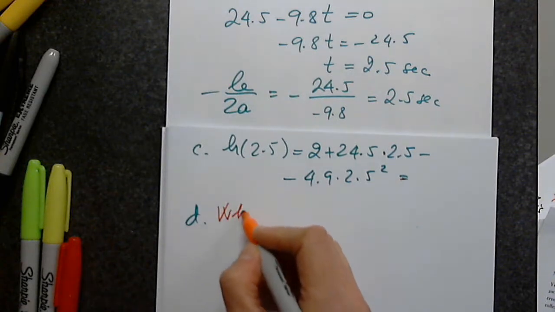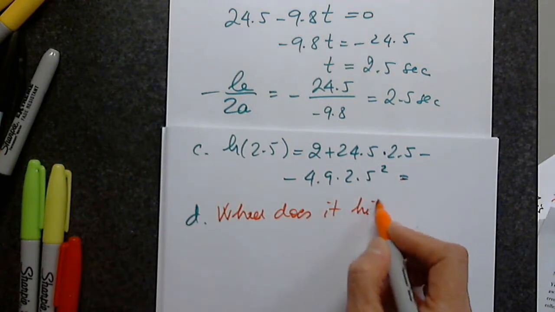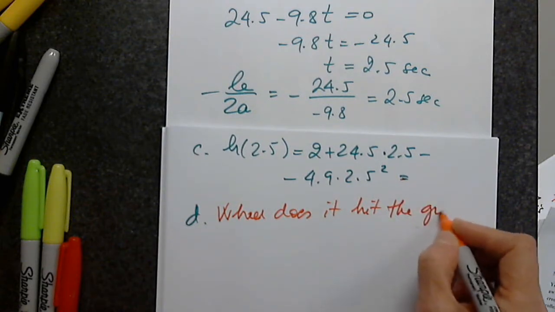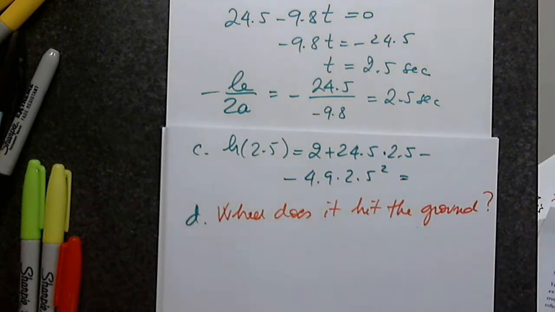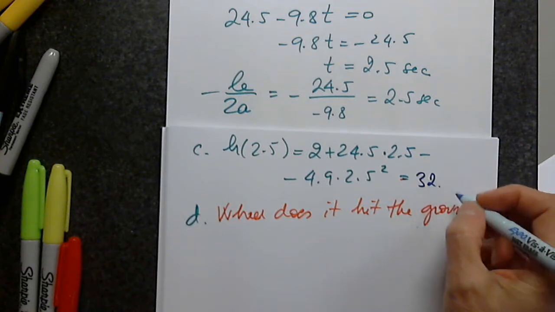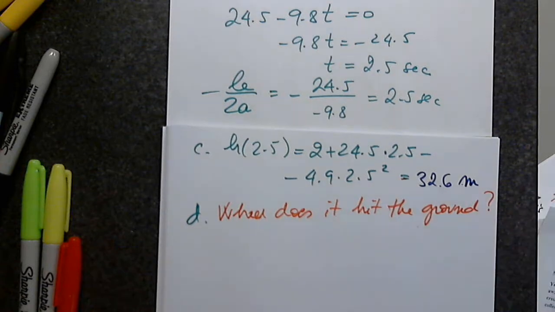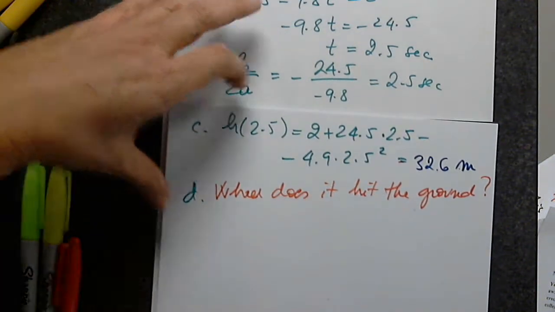So the next question is, when does it hit the ground? Do we have this number? 32.625 meters per second. 32.6? Yeah. Okay, so this is meters. Is that okay? Did we get the same thing? Yeah, perfect. When does it hit the ground?